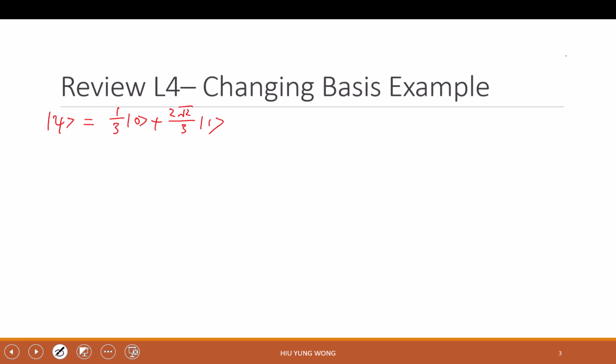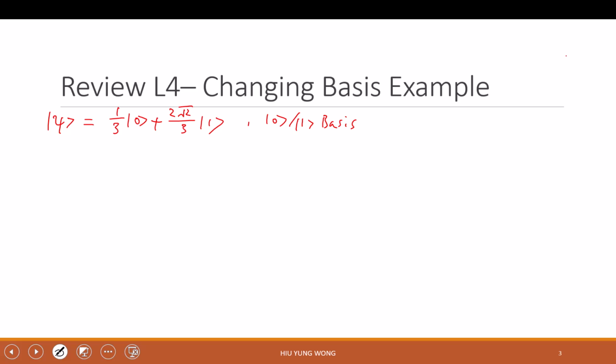Okay, so what basis are we using now? 0, 1. Very good, right? So using the 0, 1 basis. And this is how many qubits? 1 qubit, because it had two basis states, 0 and 1, right?